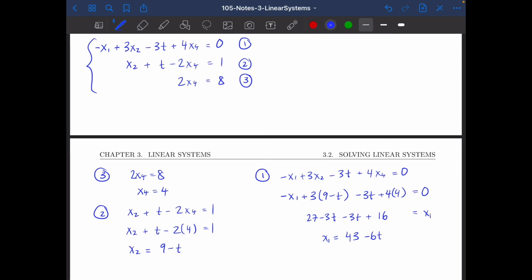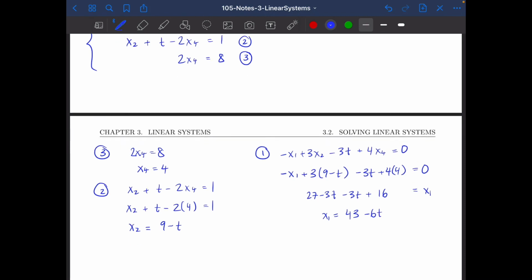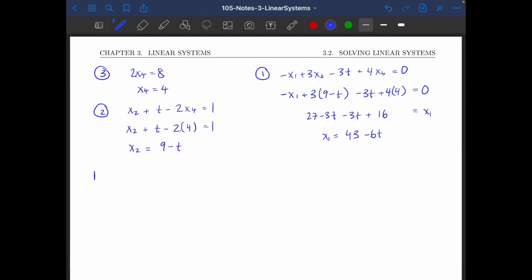Let's write out the solution in parametric form and vector form. So in parametric form, we have that x1 is equal to 43 minus 6t, x2 is equal to 9 minus t, x3 is equal to t, and x4 is equal to 4. And that's for any t in R.